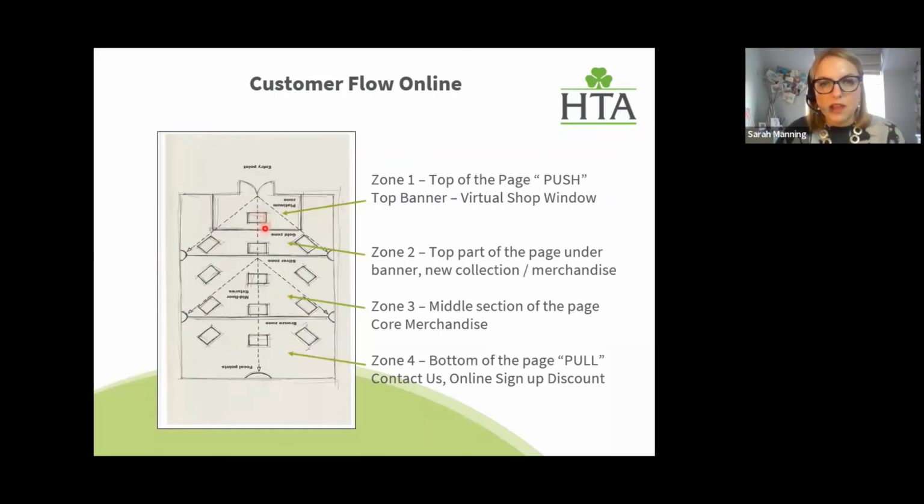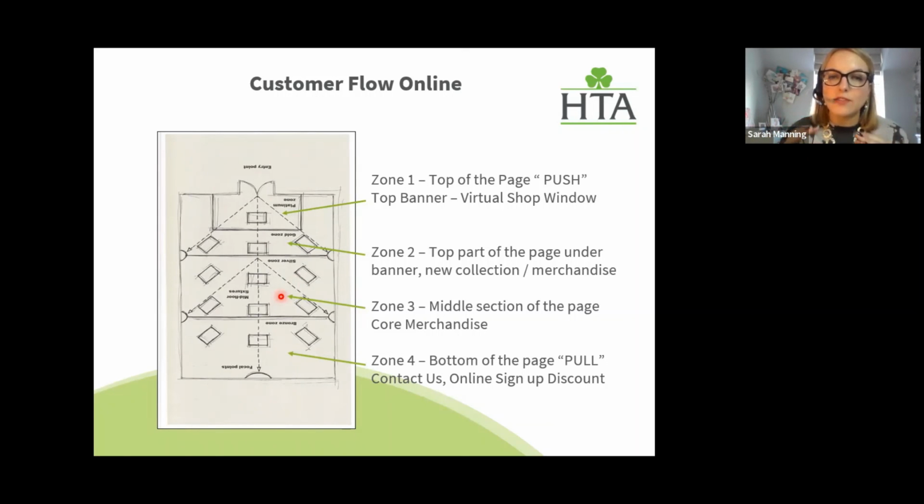Zone 2 is also part of push. So I'm just going to move down the cursor so you can see where I'm going. Zone 2 is also part of push. So all of that should connect up to the product or the promotion that you're talking about in your top header banner.